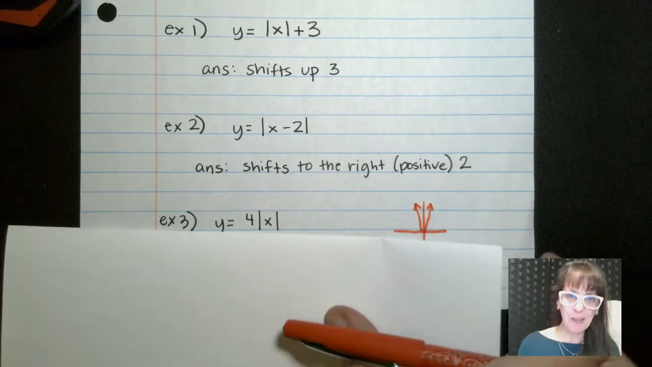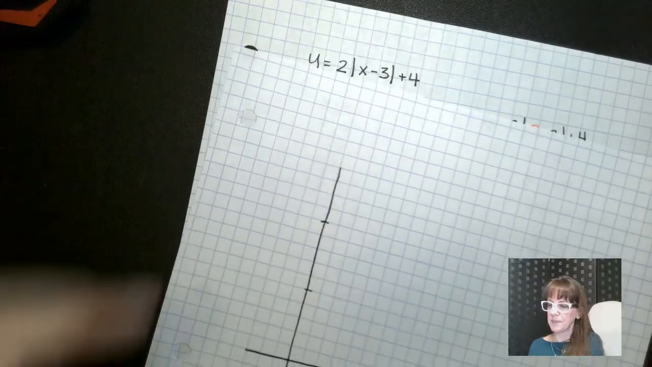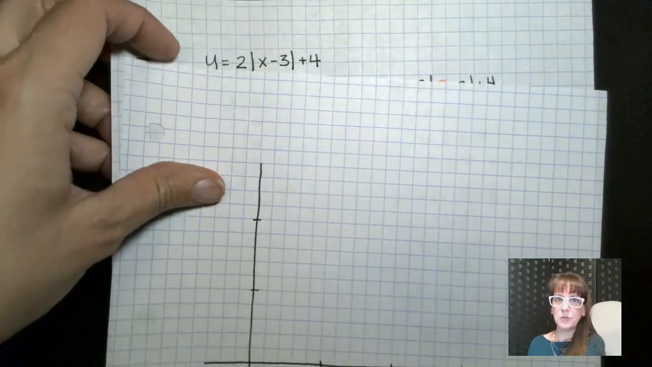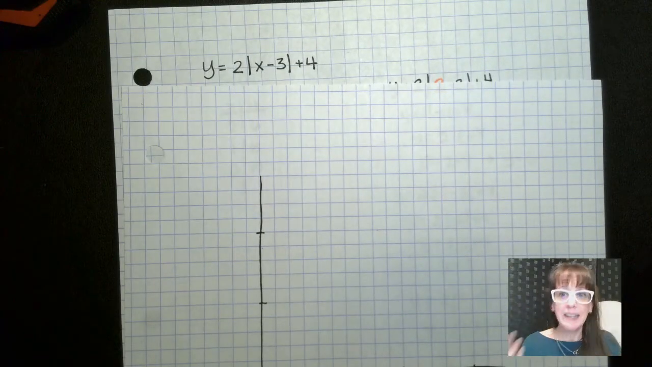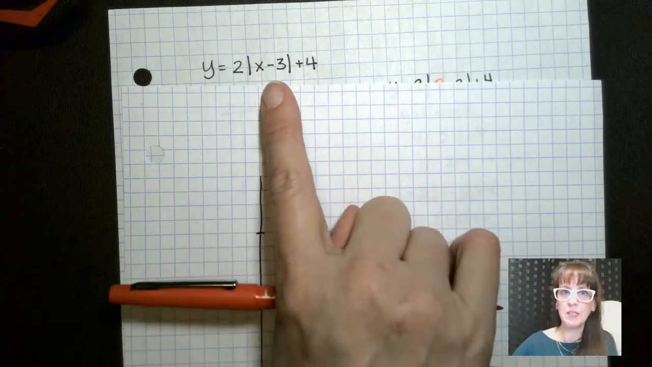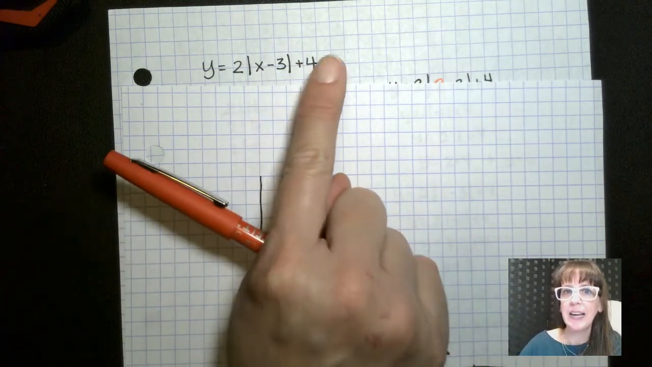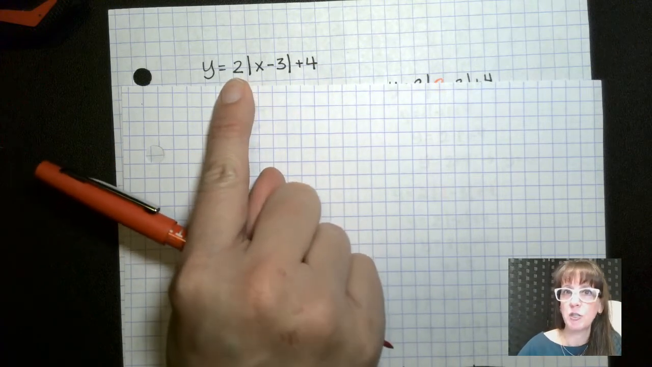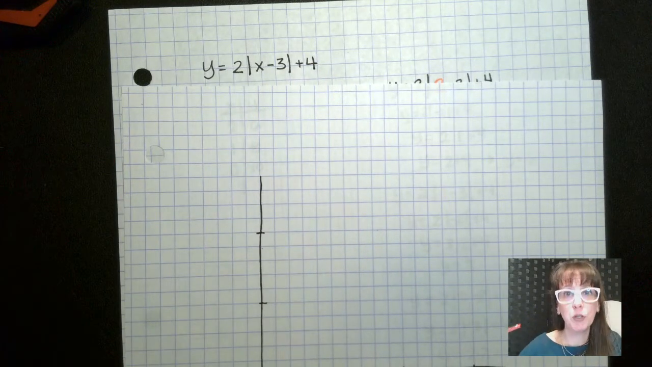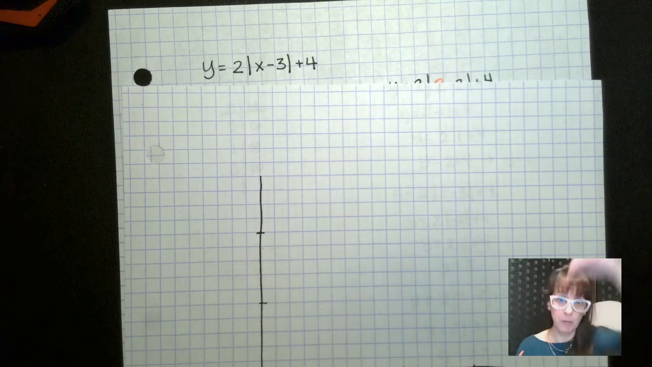Okay, let's talk about how that works when we actually go to graph something. If we take a look here at this guy, we have y equals 2 times the absolute value of x minus 3 plus 4. Now, what we can do is shift this graph in the positive direction 3 and up 4. And then we know our multiplier is going to be 2, so we're going to go over 1, up 2, over 1, up 2, so it's going to stretch up 2.